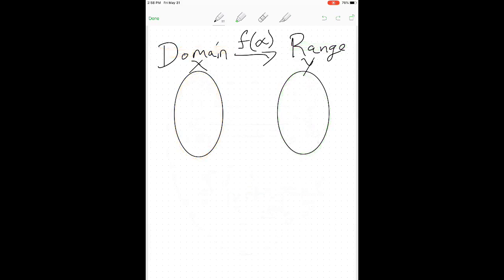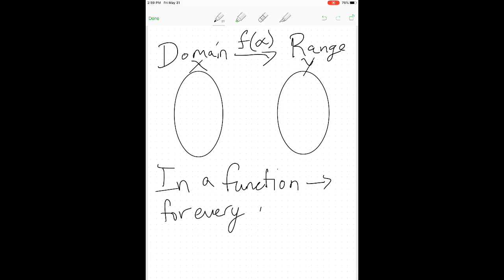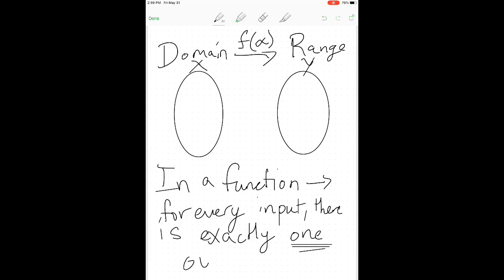So now let's look at what exactly makes something a function versus something else that's not a function. So in a function, for every input, there is exactly one, and that is the key word here, one output.